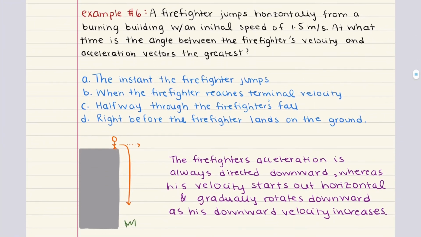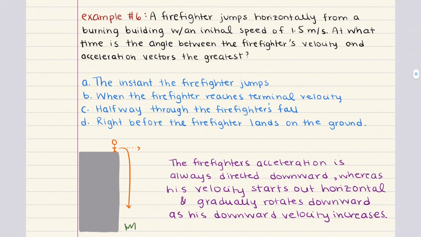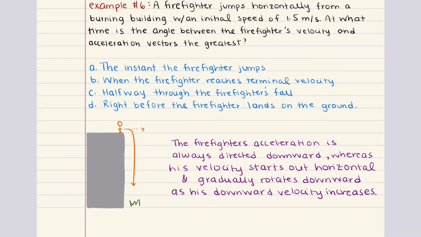Let's go ahead and move into problem 6. Problem 6 says, a firefighter jumps horizontally from a burning building with an initial speed of 1.5 meters per second. At what time is the angle between the firefighter's velocity and acceleration vectors the greatest? A says the instant the firefighter jumps, B says when the firefighter reaches terminal velocity, C says halfway through the firefighter's fall, and D says right before the firefighter lands on the ground.